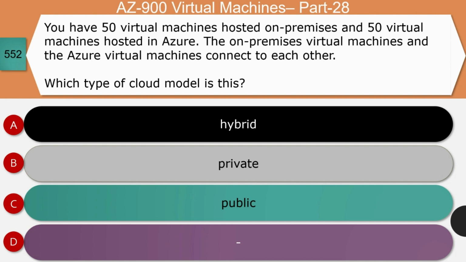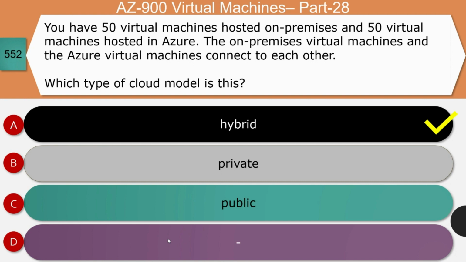Next question, you have 50 virtual machine hosted on premises, and 50 virtual machines are hosted in Azure. The on-premises virtual machines and the Azure virtual machines connect to each other. Which type of cloud model is this? Is it hybrid, private, or public? The right answer for this question is hybrid.